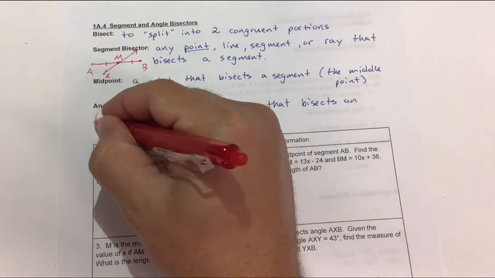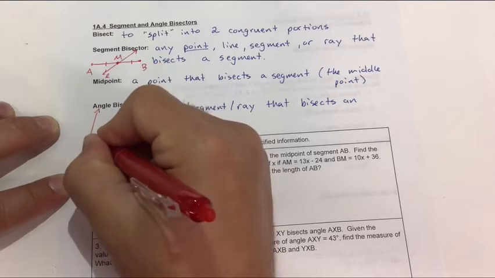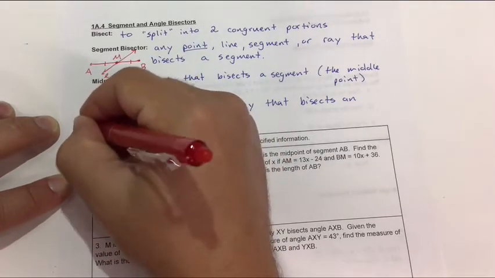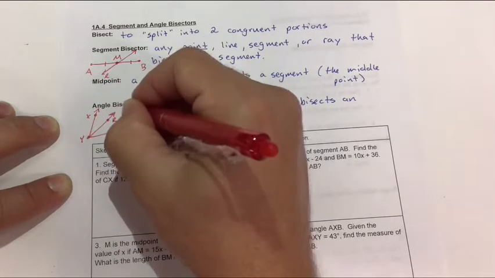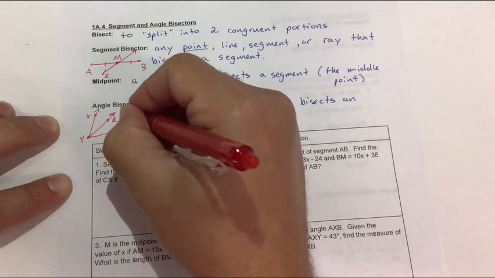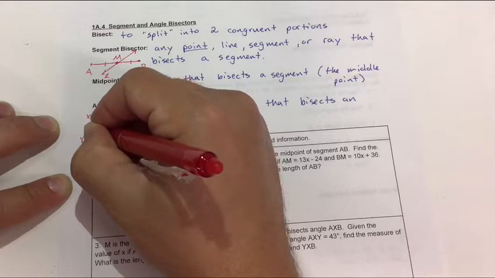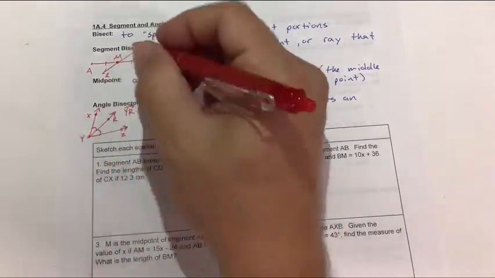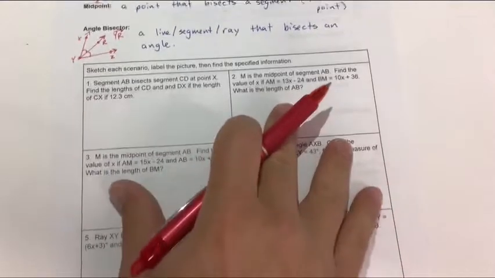For an angle bisector, it's going to look like this. Our angle bisector would be ray YR, because it creates 2 congruent angles, and we mark both those angles congruent like that. And so as we go through our examples, we are going to be constructing or sketching these kind of scenarios. So let's take a look.